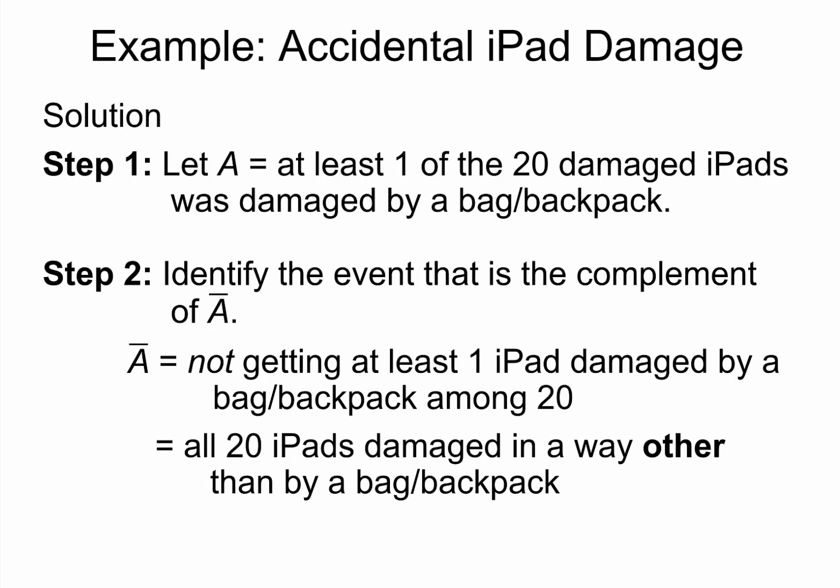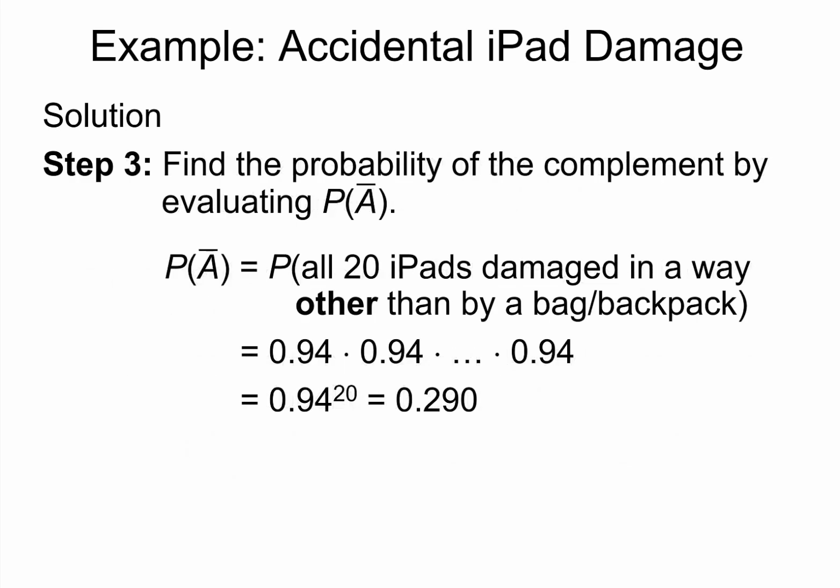So the complement of A is going to be not getting at least one iPad damaged by a bag or backpack among the 20. That means all 20 were damaged in some other way. So we want to find the probability of A complement, the probability that all 20 iPads were damaged in a way other than by a bag or backpack. So it was a 6% chance they were damaged by a bag or backpack, so 0.94 is the probability that they were damaged some other way.